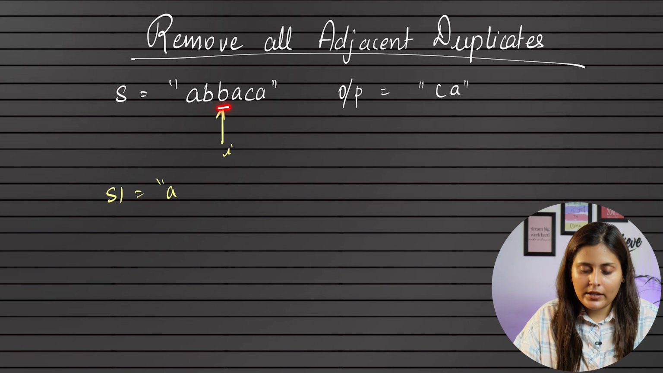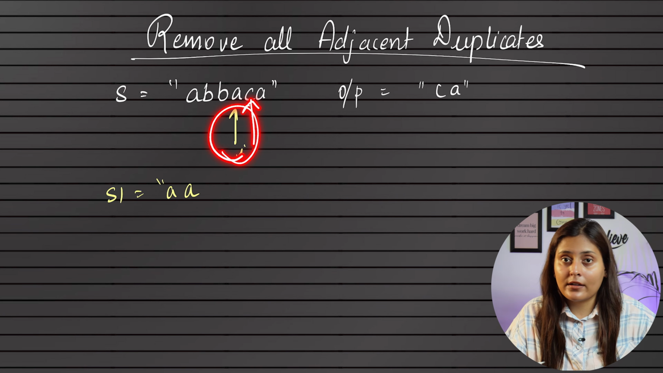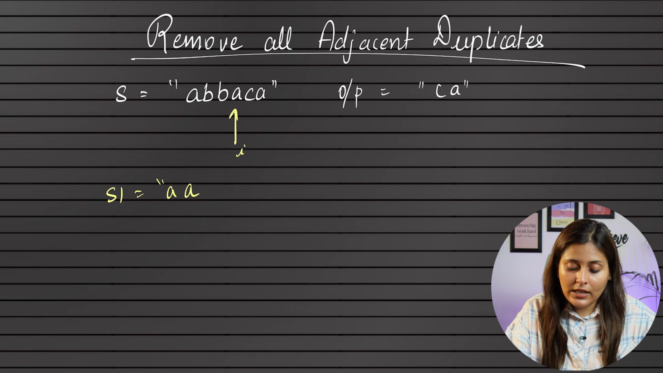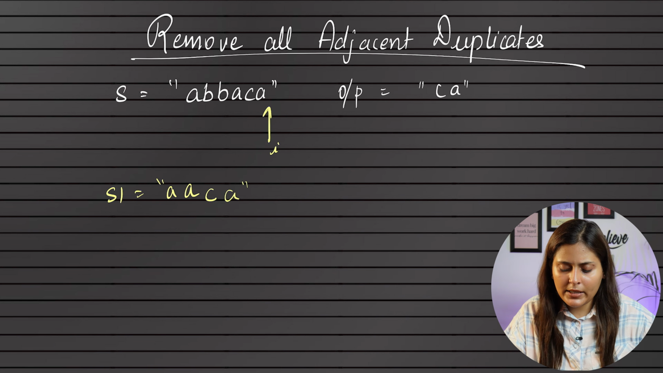But here it's not. So we'll move ahead, and now this A character will get added, because this A is not matching with the next character. So now we add this A, correct? Now we move ahead to C, we add C, again A, add A. But is this the final answer?